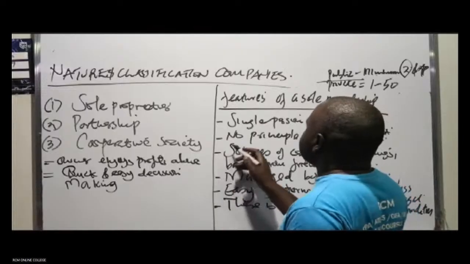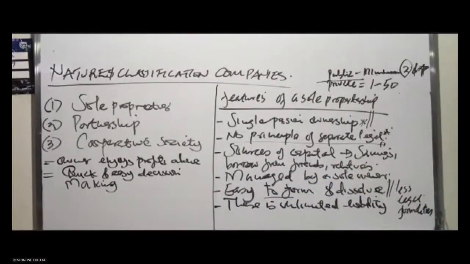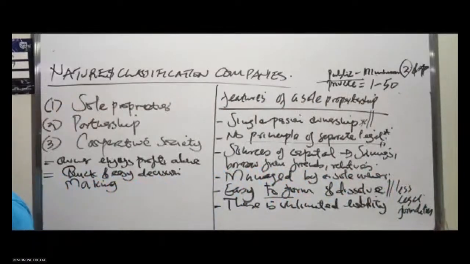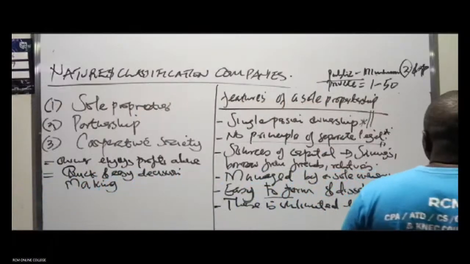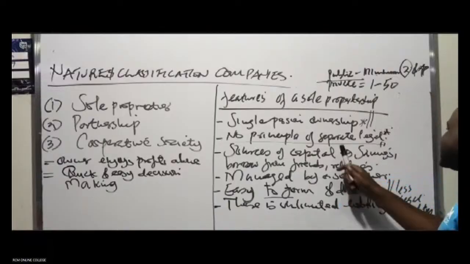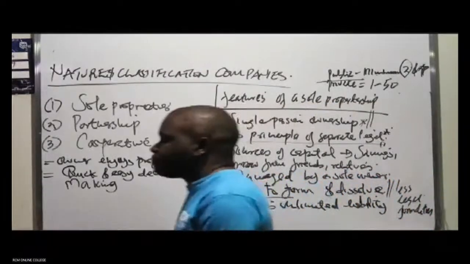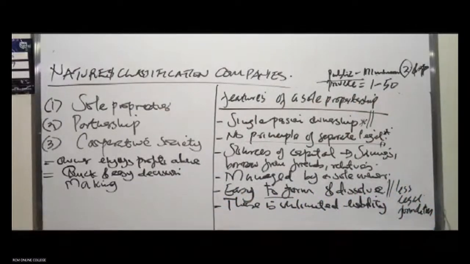When you look at this one, there is no principle of separate legal entity. In a sole proprietor, we view the business and the owner as one and the same person. There's no distinction between the business itself and the owner. And therefore, this principle of separate legal entity doesn't exist in a sole proprietor. All those other features that emanate from this principle do not exist in a sole proprietor.